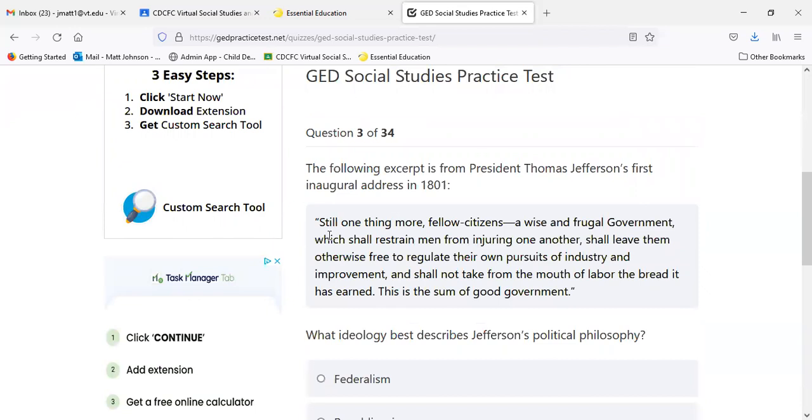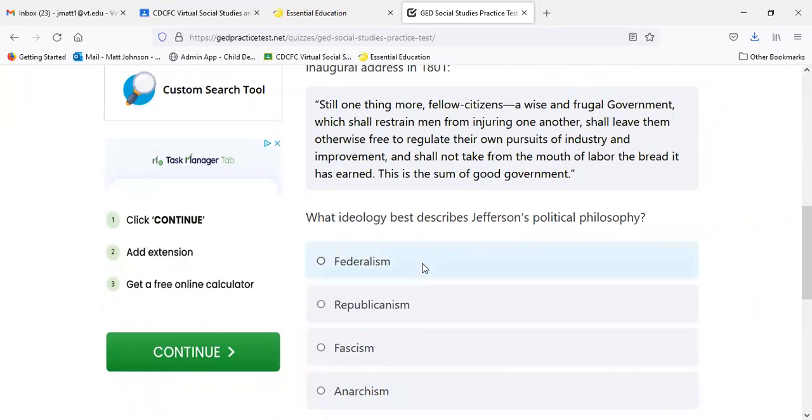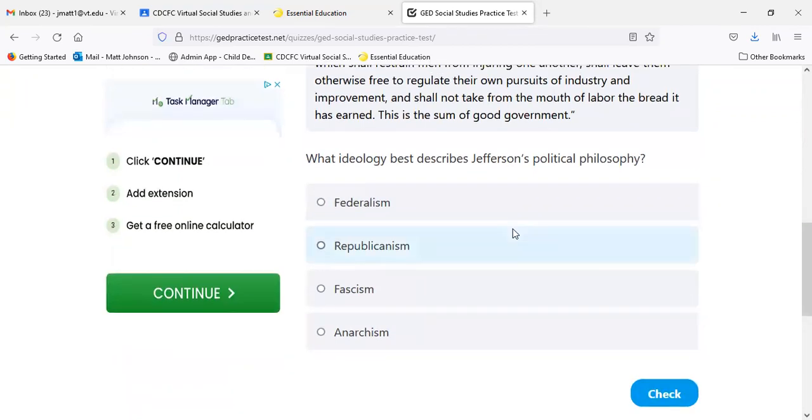Okay, so the following excerpt is from President Thomas Jefferson's first inaugural address in 1801. "Still one thing more, fellow citizens, a wise and frugal government which shall restrain men from injuring one another, shall leave them otherwise free to regulate their own pursuits of industry and improvement, shall not take from the mouth of labor the bread it has earned. This is the sum of good government." What ideology best describes Jefferson's political philosophy? Levon, is it federalism, republicanism, fascism, or anarchism?